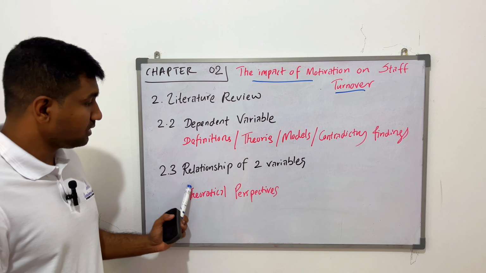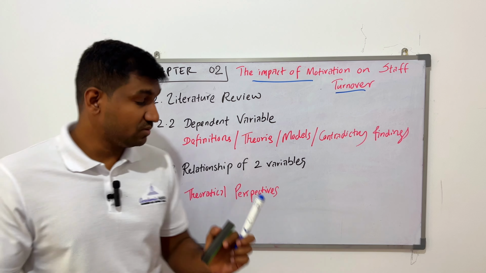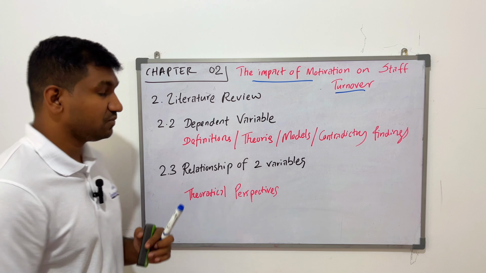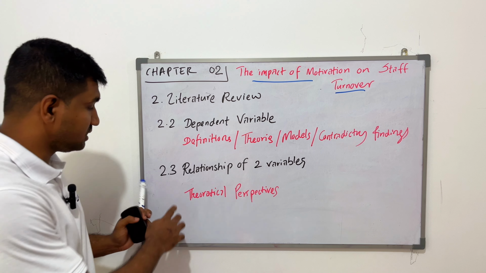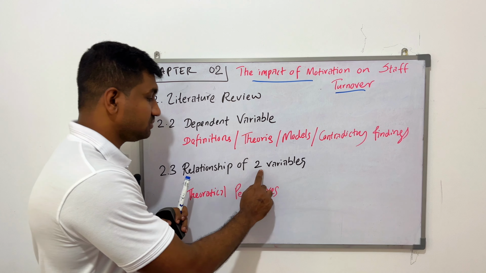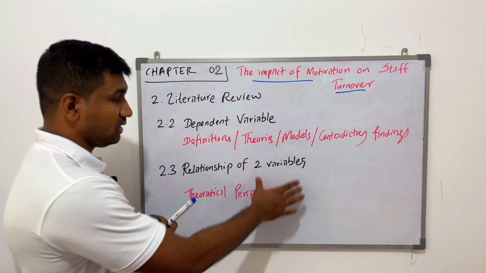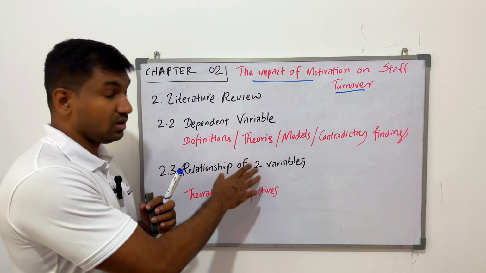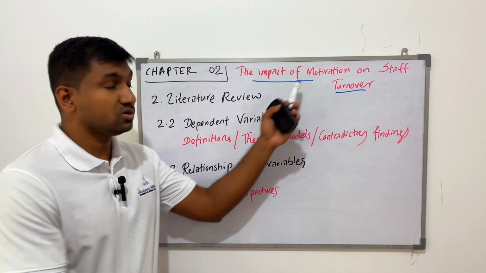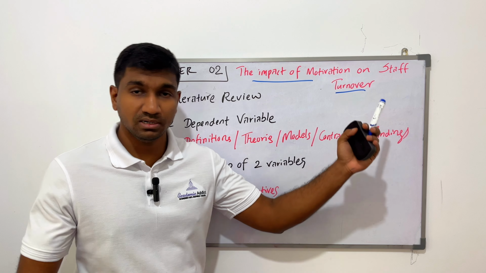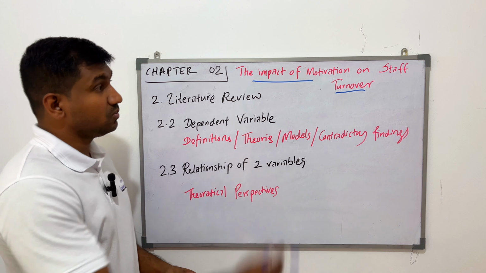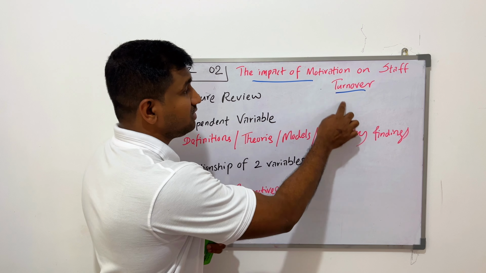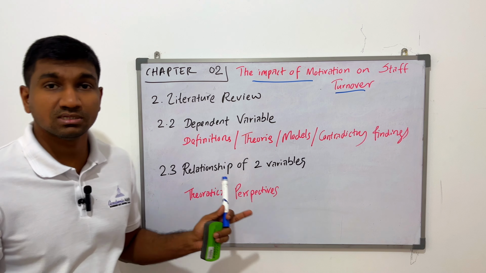So 2.3, now remember, our second objective is to discuss the relationship. Now this is what we are going to do to cover that objective. 2.3, relationship of two variables. Again, you need to write your variables, motivation and turnover. Now you don't have to write your attributes here. Just focus on your topic, main independent variable and dependent variable. So in this case, motivation and staff turnover. So what is the linkage between these two? That's what you're going to discuss here.